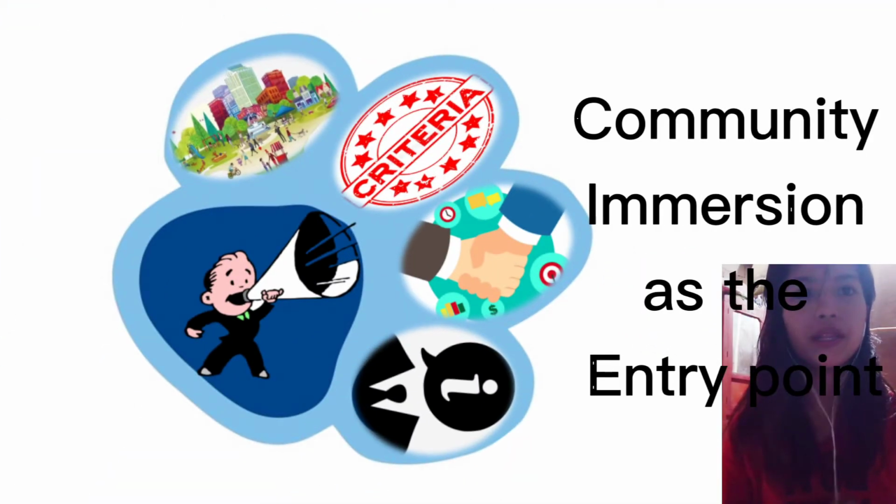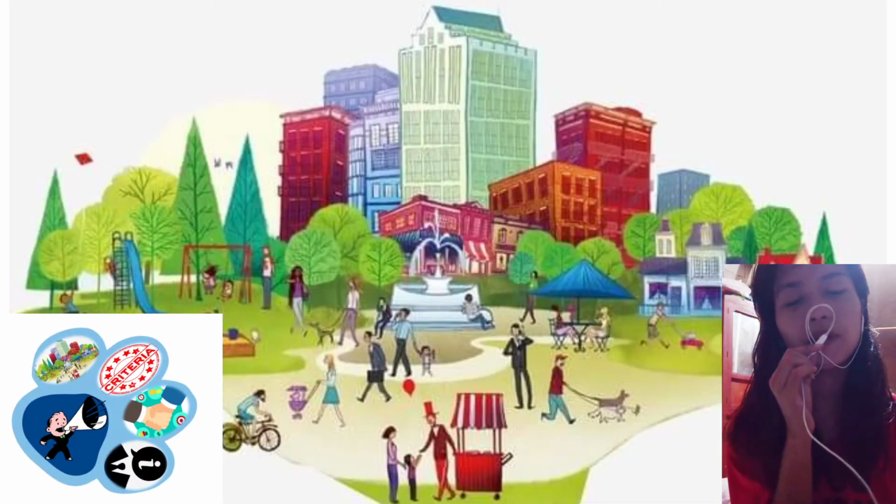Community immersion as the entry point. First is the location. It is a site and location selection, or choosing a certain sample of the population, that begs the question: where should we render our service? It could be a particular school, a barangay, or a certain group of people living in the particular location.